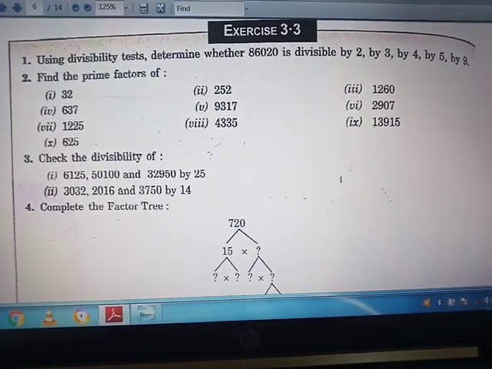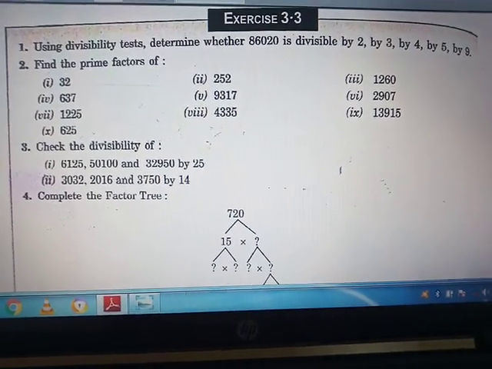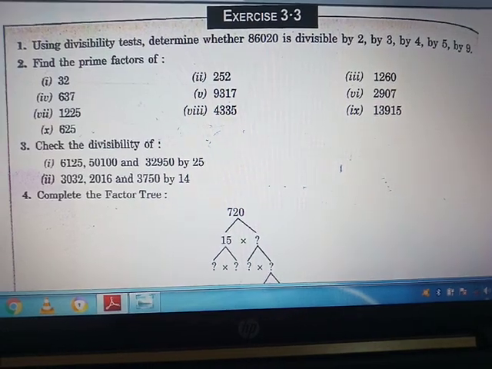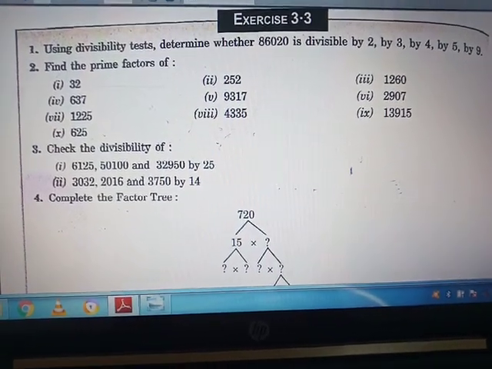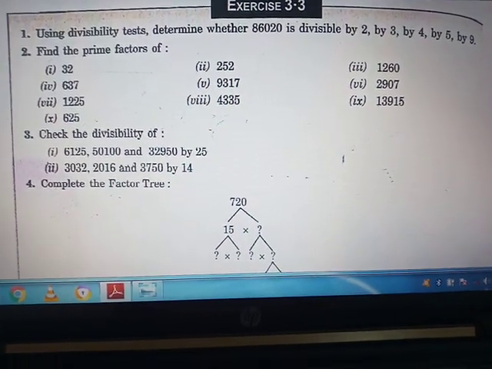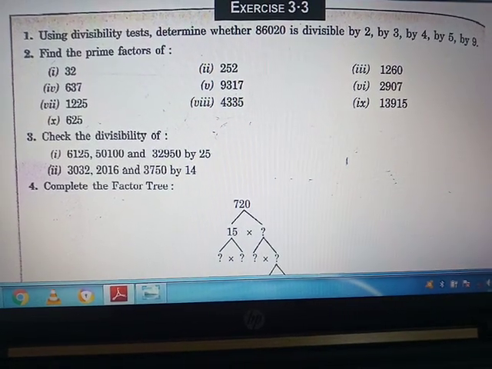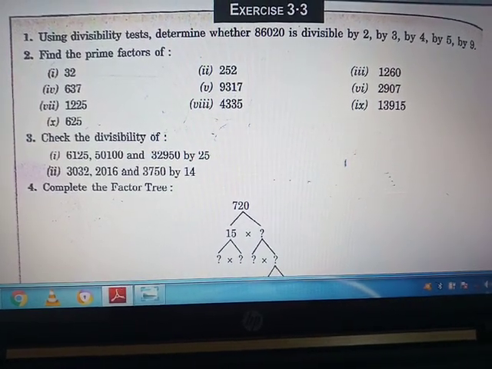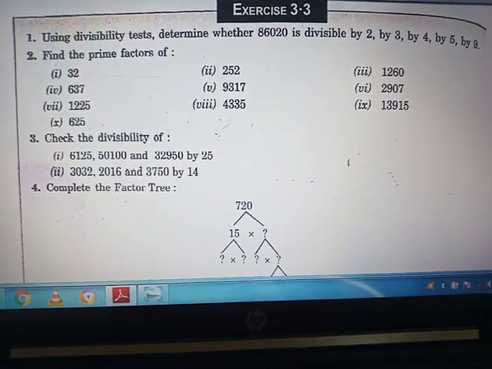Okay, so we have seen the test of divisibility up to 8, and we will see the test of divisibility of 9, 10 and 11 in the next video. So right now it's time to give the assignment work, that is exercise 3.3. You have to solve question number 1 using test of divisibility. Determine whether this number is divisible by 2, 3, 4, 5, 9. You have to do this.